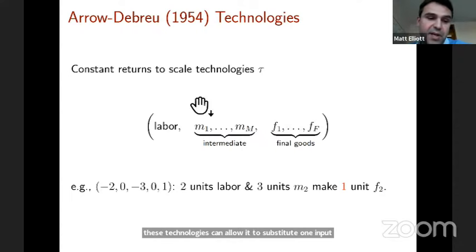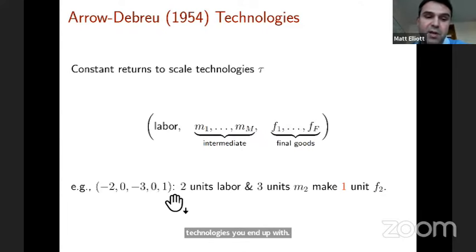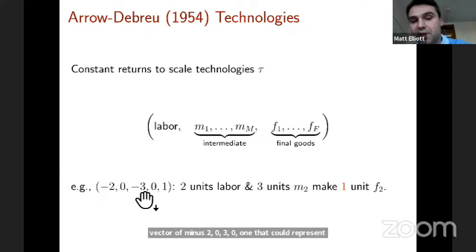Okay, so in the example that I have here, where we have a vector of -2, 0, 3, 0, 1, that could represent that 2 units of labor, 0 units of the first input, 3 units of the second input are used to produce 1 unit of the final good.